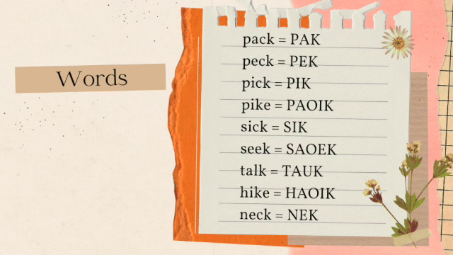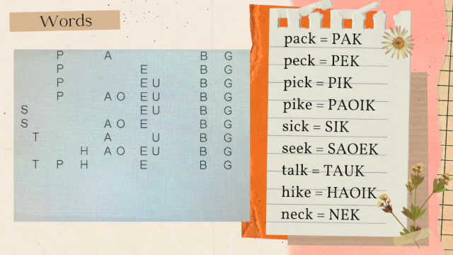We have here example words for lesson 15: pack, peck, pick, pike, sick, seek, talk, hike, neck. Let's take a look at the strokes of these words. Pack: initial P, vowel A, final BG or final K. Peck: initial P, vowel E, final K. Pick: initial P, vowel I, final K. Pike: initial P, long I, final K. Sick: initial S, vowel I, final K. Seek: initial S, long E, final K. Talk: initial T, sound of awe, final K. Hike: initial H, long I, final K. And then neck: initial N, vowel E, final K.